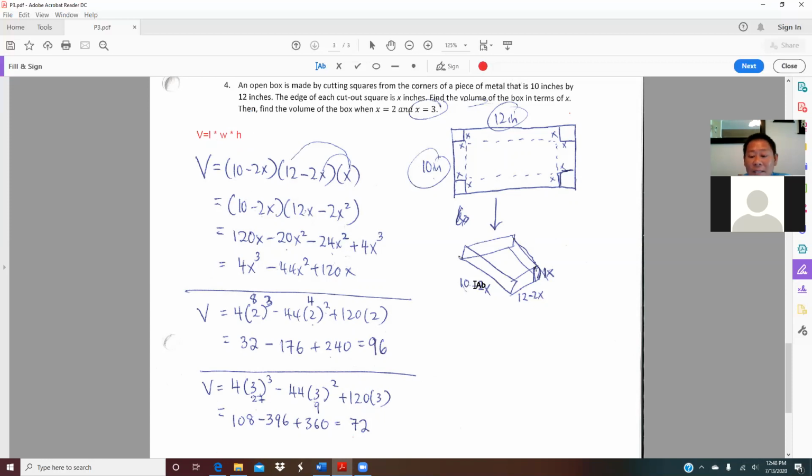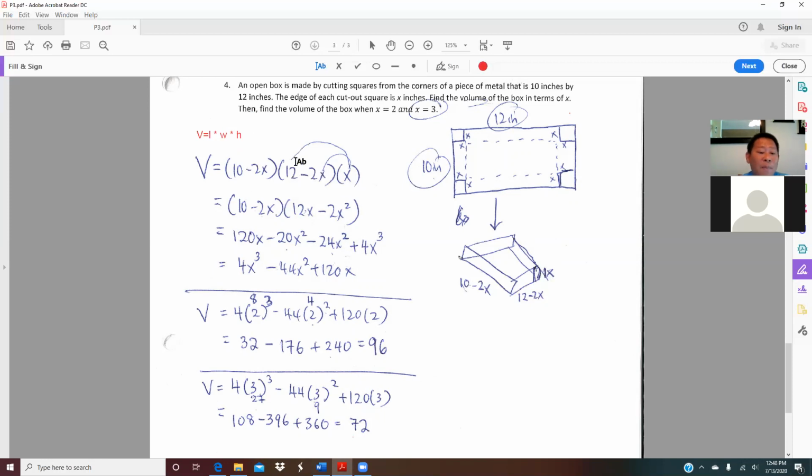The length is 10 minus 2x. The width is 12 minus 2x, and your height is x. So it doesn't matter, you can always interchange this because of the associative property of multiplication. So you can change all this, and then what you do next is you have to multiply in.